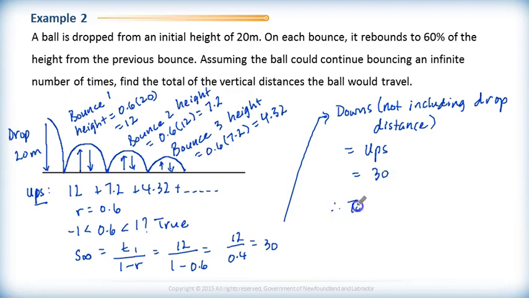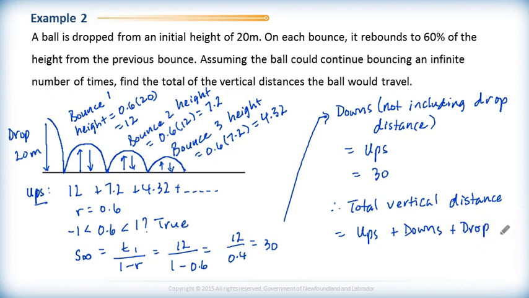Therefore, our total vertical distance can be calculated. Pretty straightforward now. It's the ups, the downs, and the drop distance. That's 30 plus 30 plus 20, which equals 80 meters.